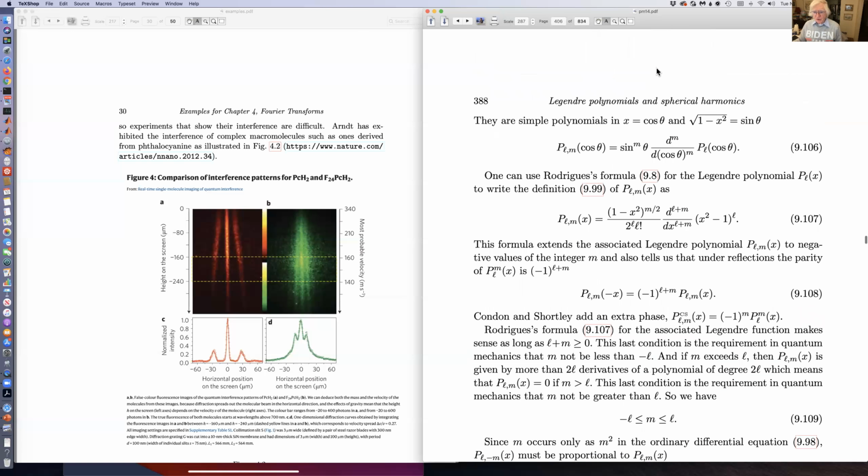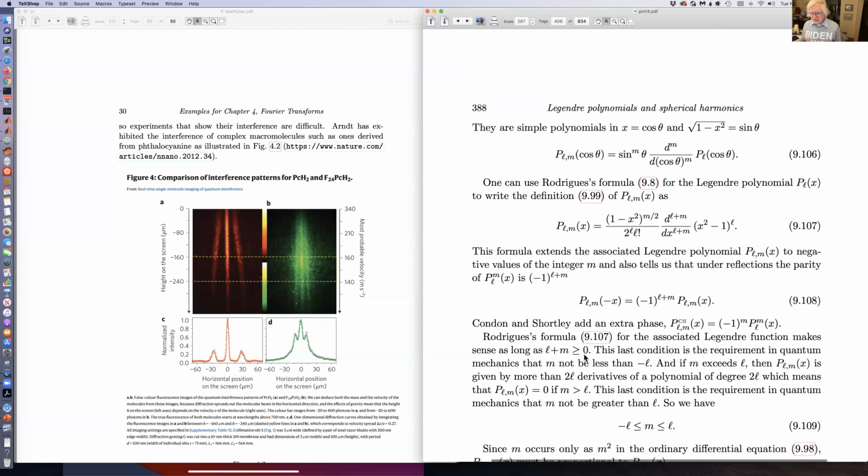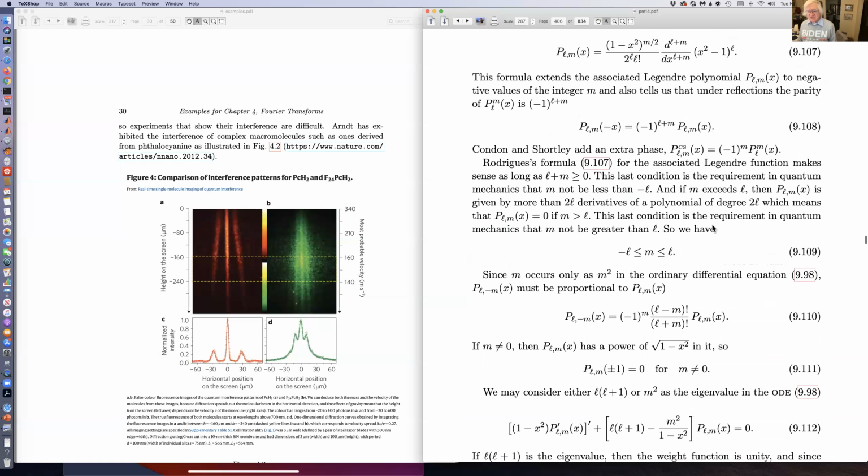Now, this formula here, 1907, of course, makes sense only if L plus m is non-negative. And so m can't be less than minus L, and m can't be greater than L, because if it is, then you have more than 2L derivatives of a polynomial that's just of order 2L, and so you get 0. So this gives the condition that m has to be between L and minus L. This is something that occurs in spherically symmetric quantum mechanics problems or non-relativistic quantum mechanics.